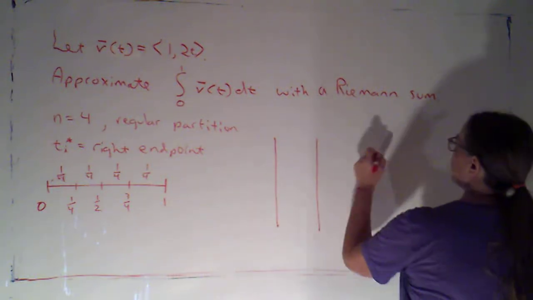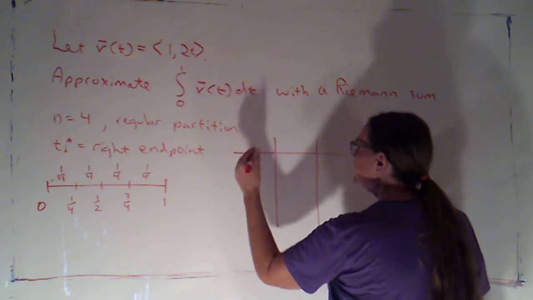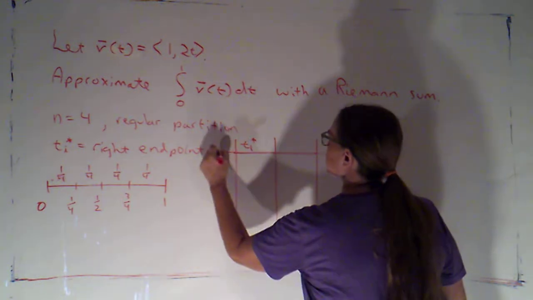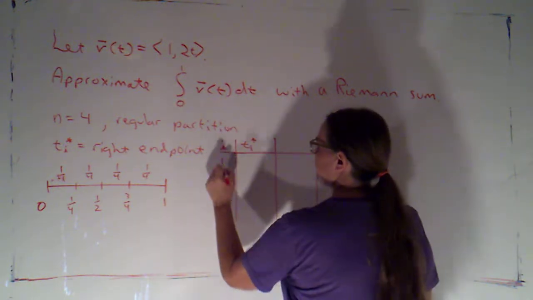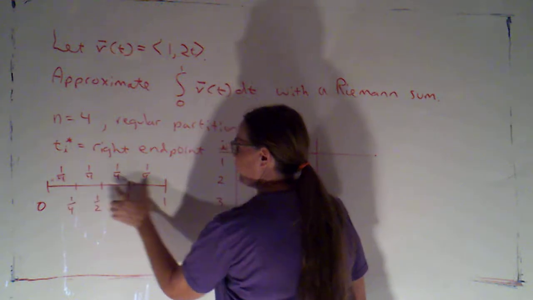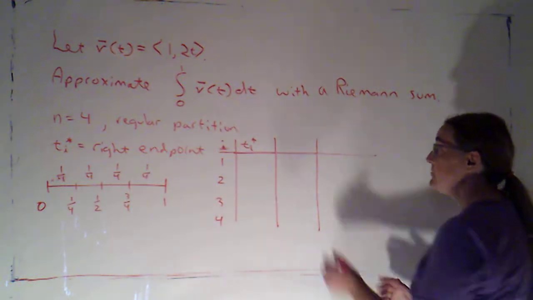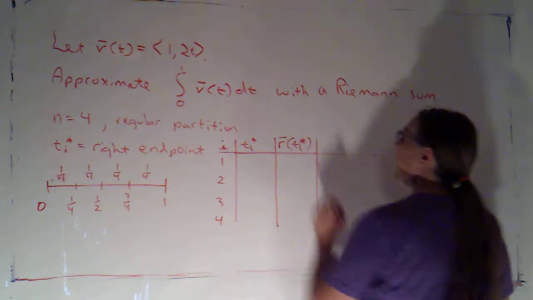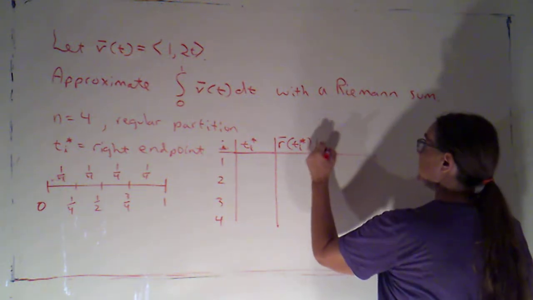So I'm going to create a table of values here. I'm going to list our t values. Let's actually keep track of our index too. So we'll have our index, that's just counting from 1 to 4: first interval, second, third, fourth. We'll list our t_i star, which is our right endpoint. We're going to evaluate our function at that point, and then we're going to scale that by our delta t.